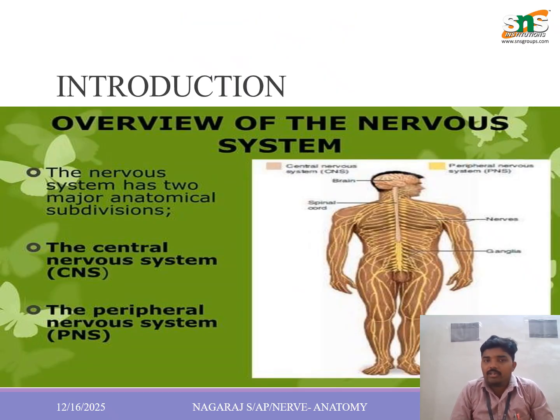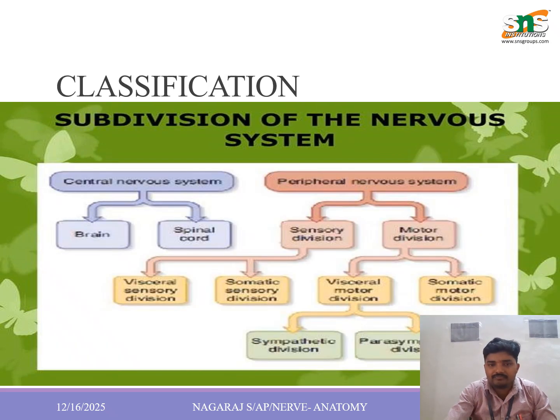First, the introduction: an overview of the nervous system. The nervous system has two major anatomical subdivisions. One is the central nervous system, and the other is the peripheral nervous system. The central nervous system contains the brain. The peripheral nervous system carries the brain's control to the body, out to the extremities. Those are the two nervous systems.